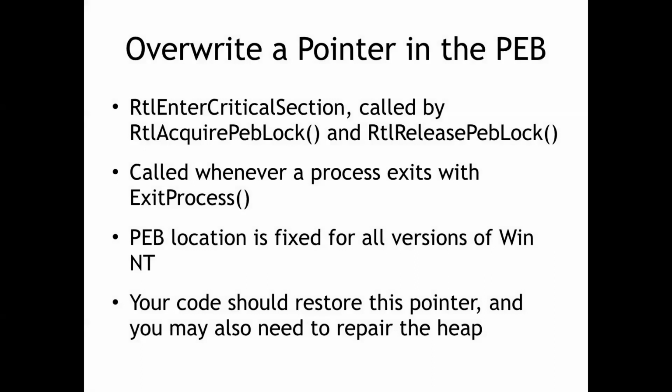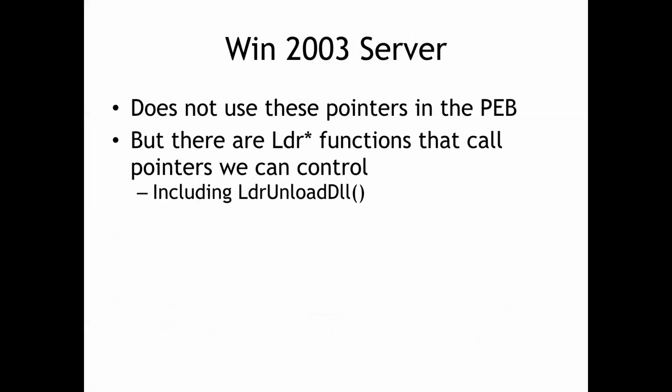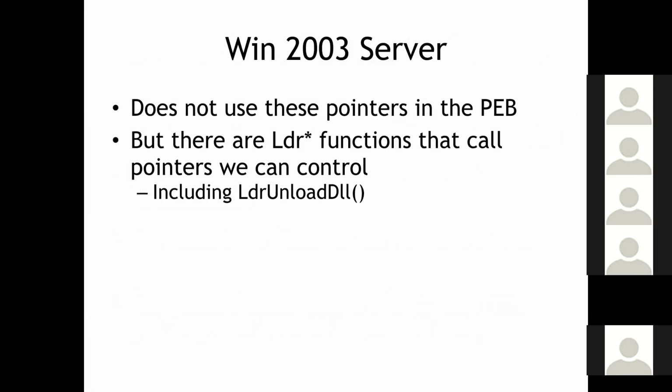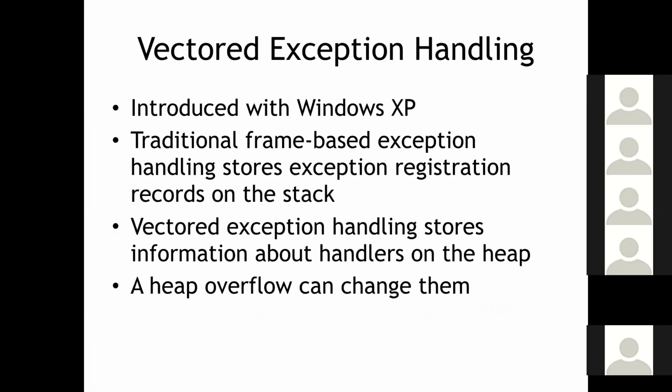It's an area of vigorous exploitation and defense. Anyway, here's other things you can do. You can write in this random critical section that'll eventually end up there. Anyway, all right, in Windows 2003, it doesn't use those, but there are other functions you can exploit. There's quite a few things to play with.